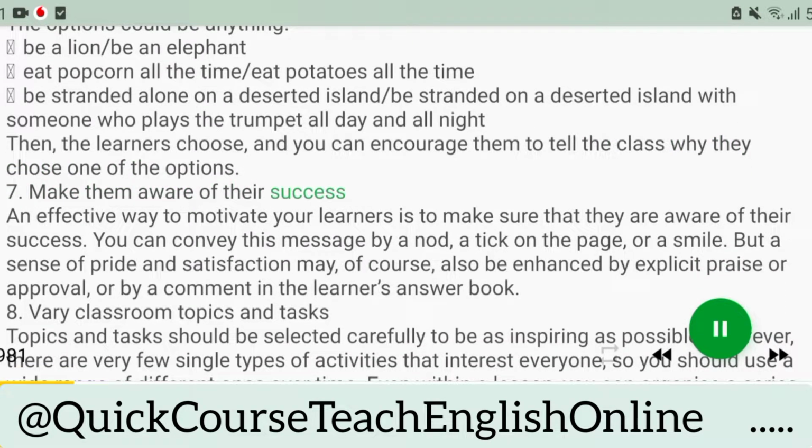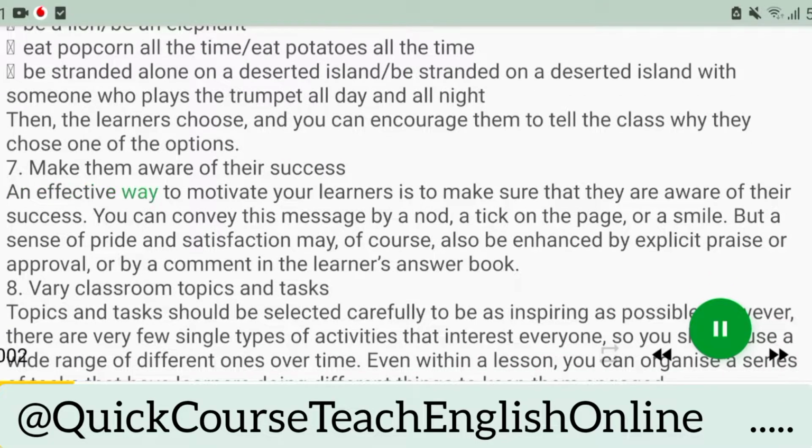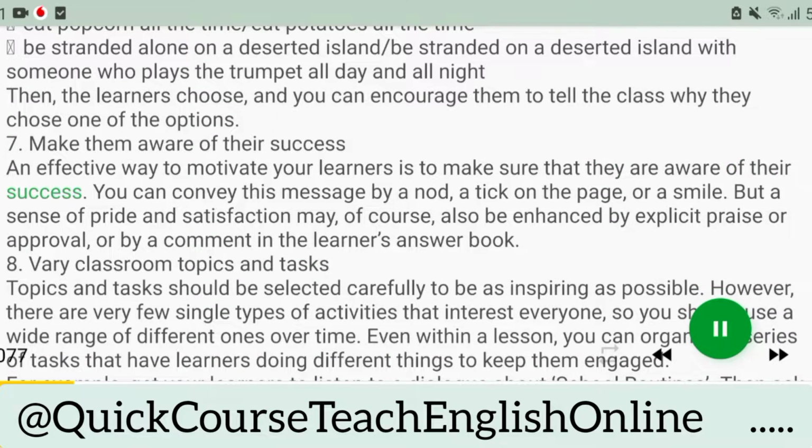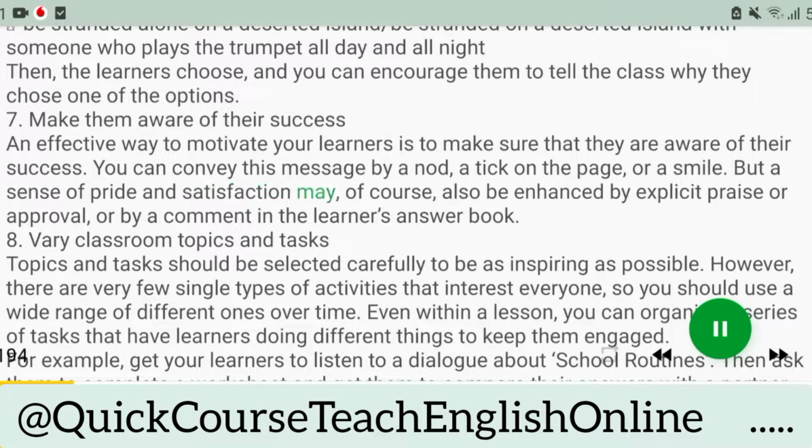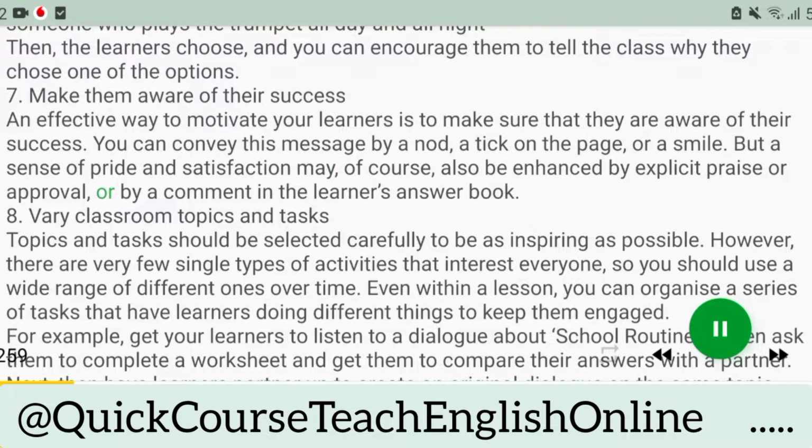7. Make them aware of their success. An effective way to motivate your learners is to make sure that they are aware of their success. You can convey this message by a nod, a tick on the page, or a smile. But a sense of pride and satisfaction may, of course, also be enhanced by explicit praise or approval, or by a comment in the learner's answer book.